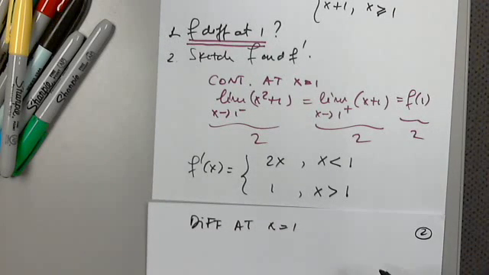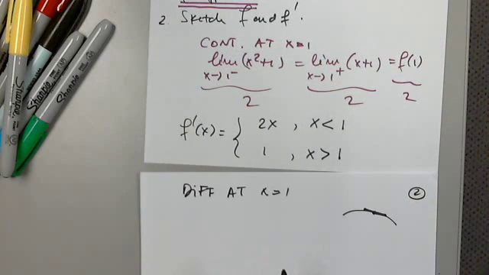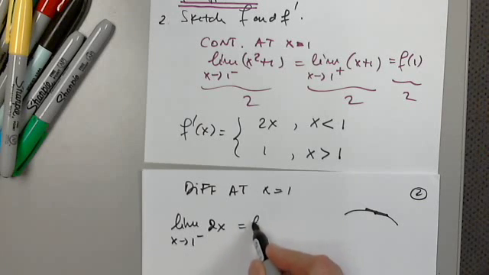So remember, let's take a look at this. Let's suppose this is the point that has x equals 1. The function is differentiable at this point if there is only one tangent. In other words, the slope of the tangent on this side equals the slope of the tangent on this side. So limit of 2x as x approaches 1 from the left must equal limit as x approaches 1 from the right of 1.